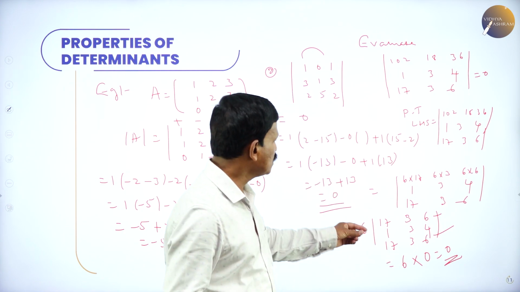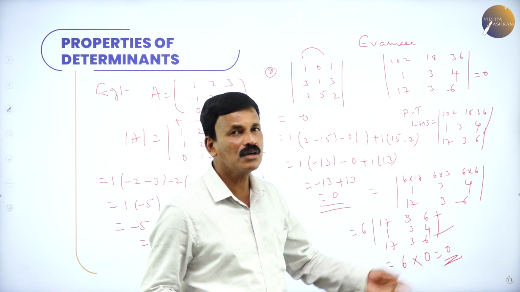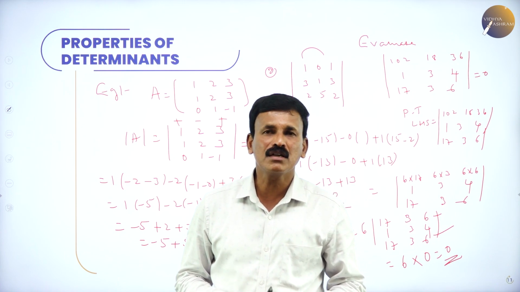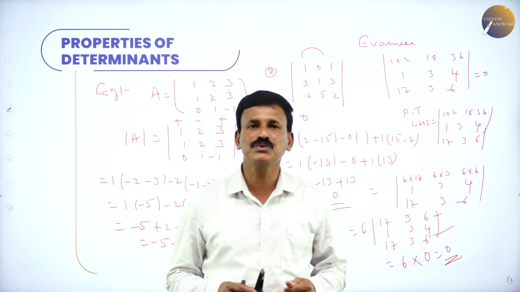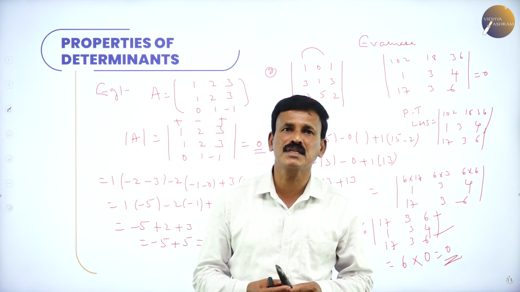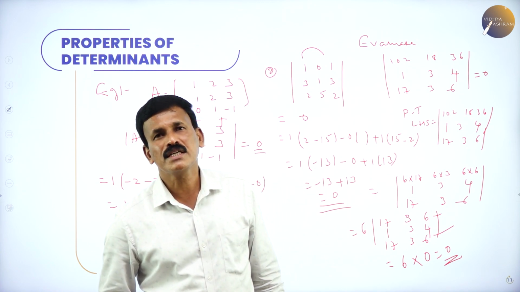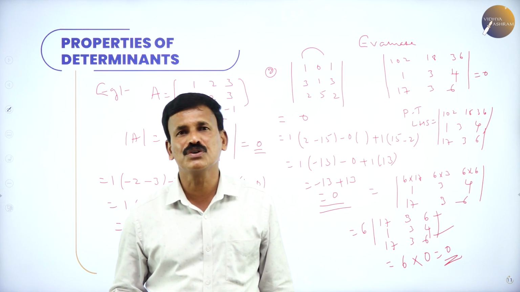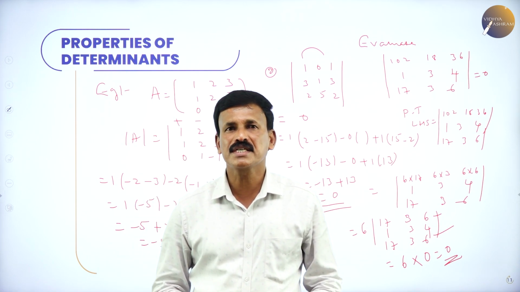Or this property, that is, if any row or column is multiplied by a constant k, then the whole determinant is multiplied by that constant k. And the last one, if any row or column contains the sum of 2 elements, then the whole determinant can be expressed as sum of 2 individual determinants. These are again 4 properties we are going to study. So that we will see in the next session.